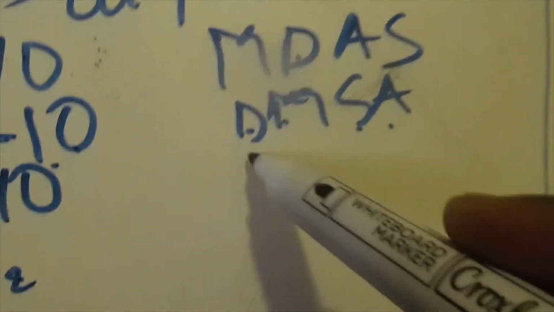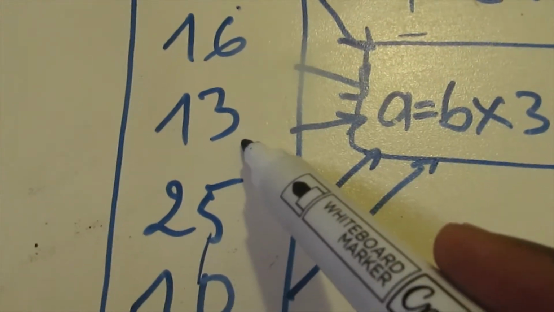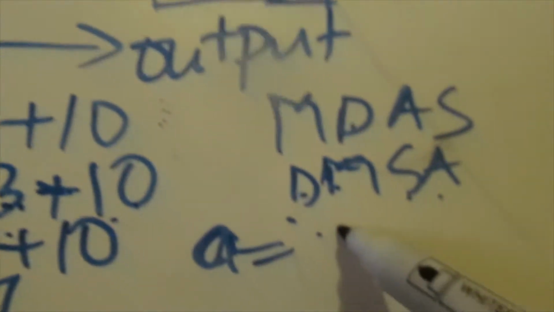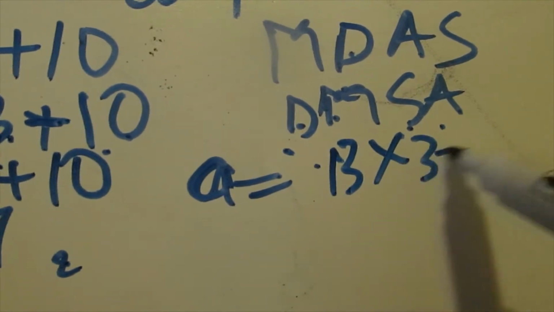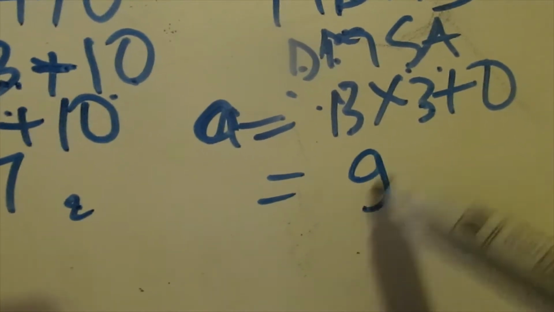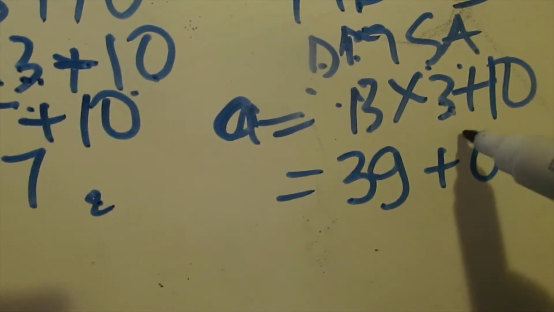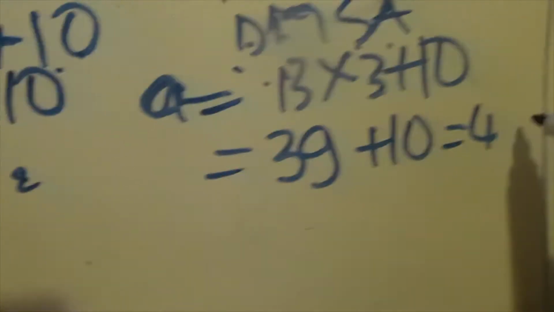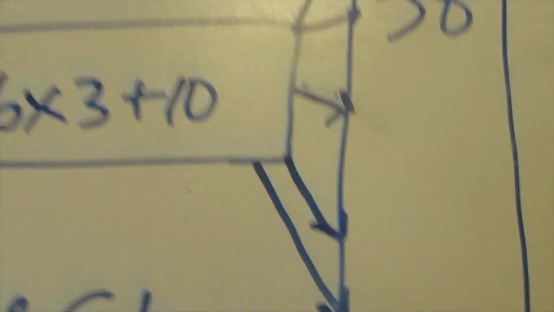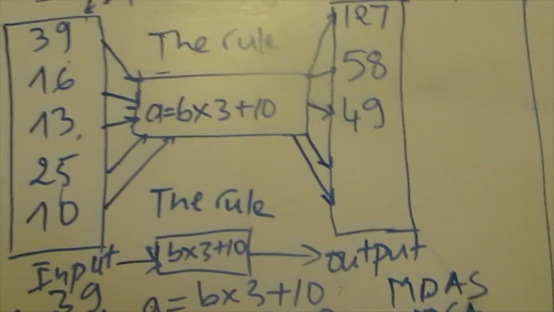So it's going to be good to do it here. Our A equals B. We replace the value, the third input is 13. So we have 13 times 3 plus 10. 3 times 3, 9. 3 times 1, 3, plus 10 equals 49. So we get our third output is 49. As you can see, 49.